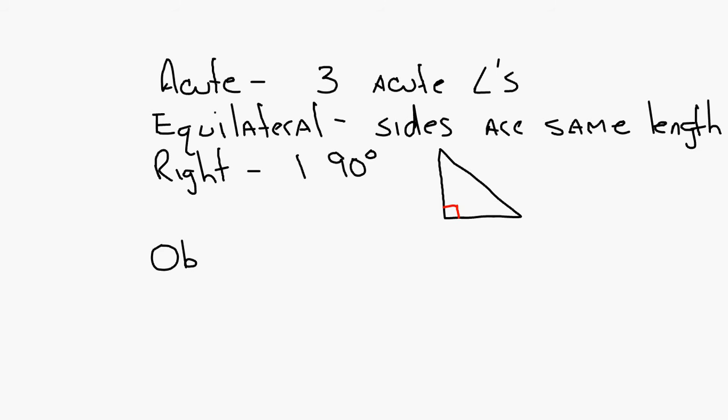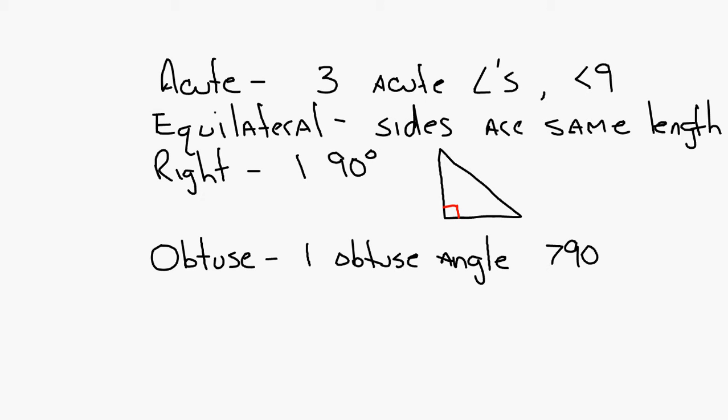Obtuse triangle, what was the definition? Anybody remember? It's got 1 obtuse angle, right? Do you remember what obtuse means? Greater than 90 and less than 180, so greater than 90. All right, and 3 acute angles, those are all less than 90, aren't they?